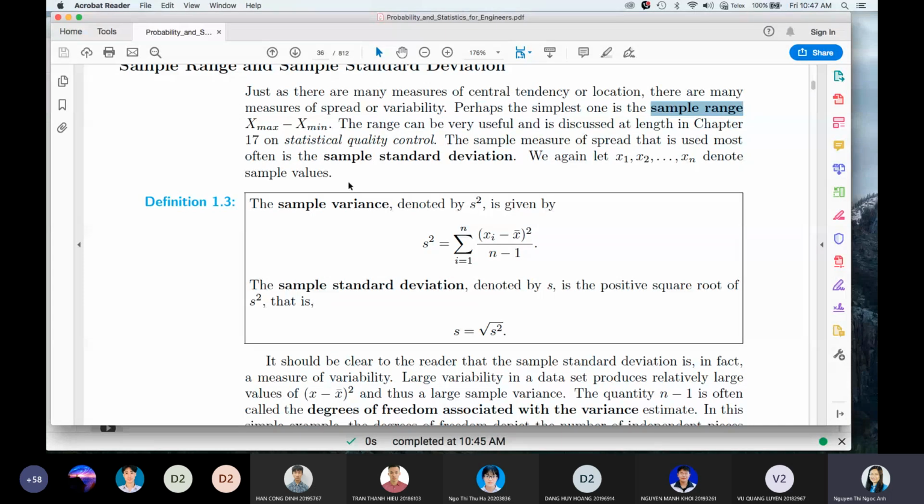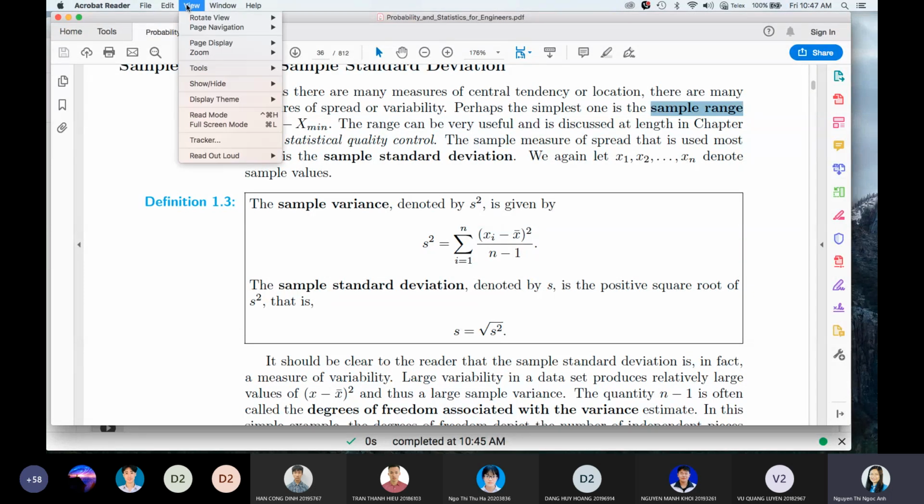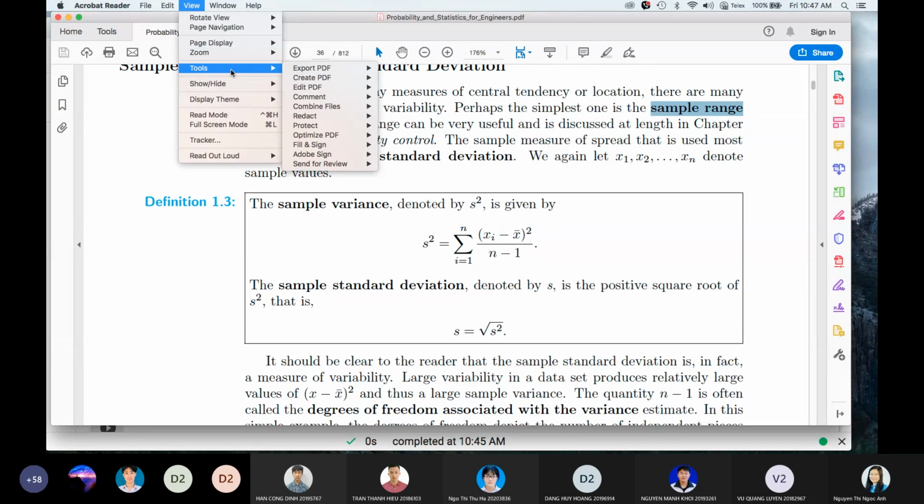Now we would like to show you the highlight. Do you see the highlight? The highlight is here.